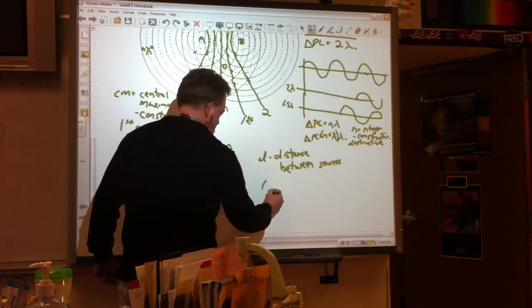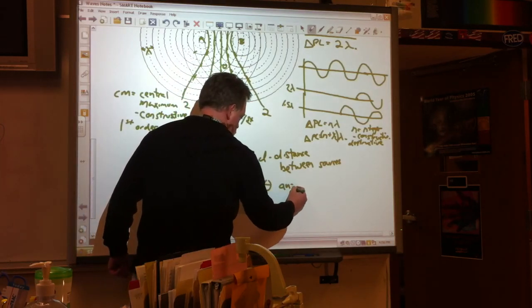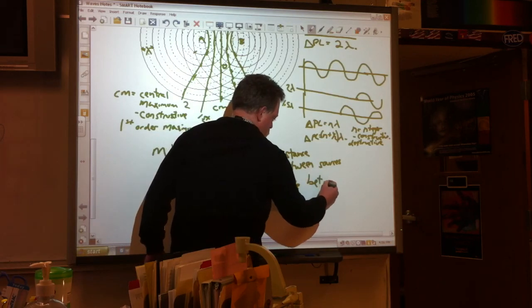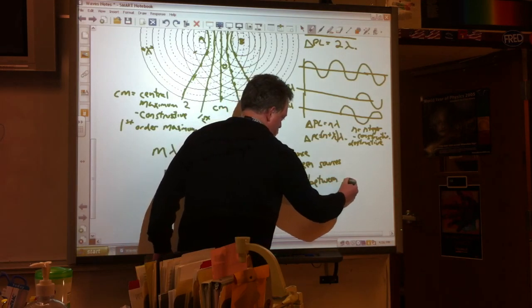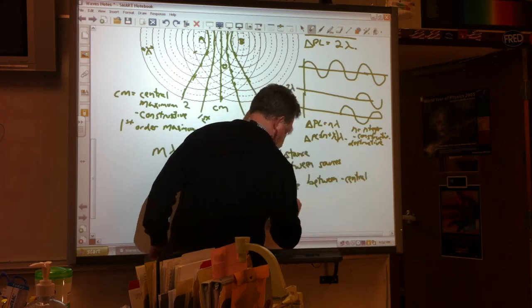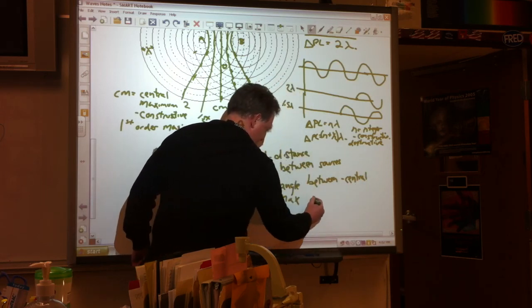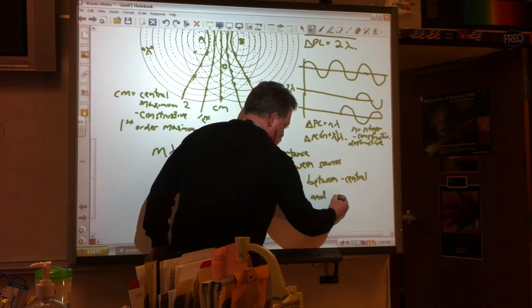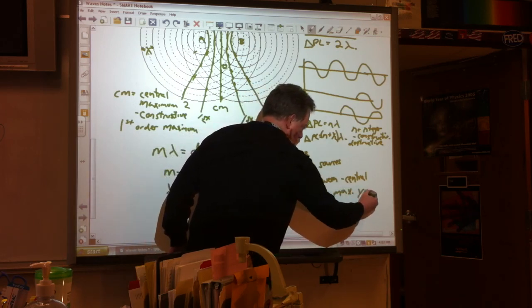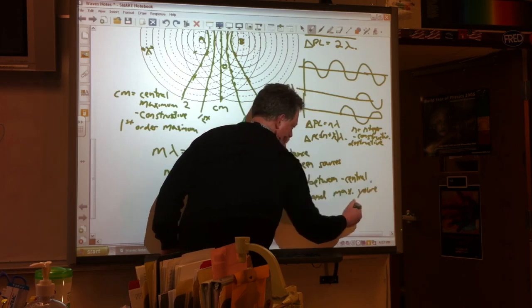And theta is the angle between the central max and the maximum you were studying.